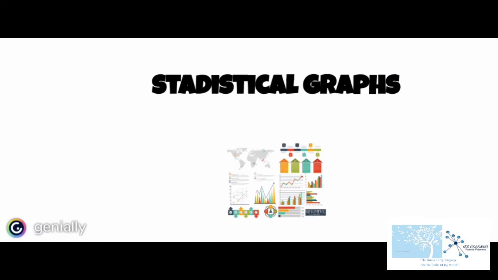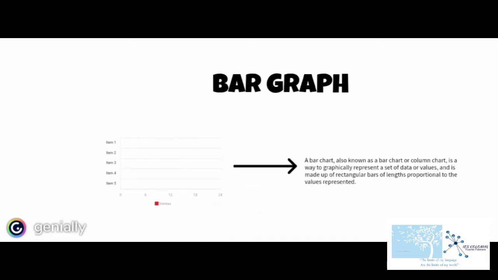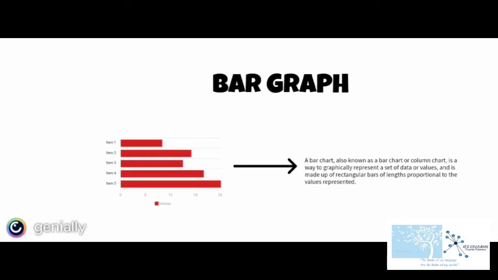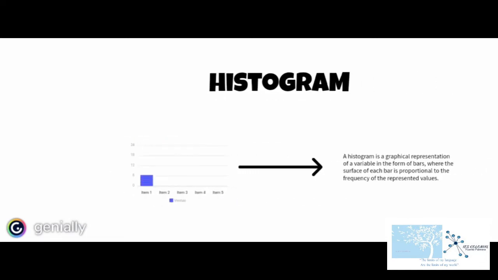Statistical graphs. Bar graph. A bar chart, also known as a column chart, is a way to graphically represent a set of data or values, and is made up of rectangular bars of length proportional to the values represented. Histogram. A histogram is a graphical representation of a variable in the form of bars, where the surface of each bar is proportional to the frequency of the represented values.